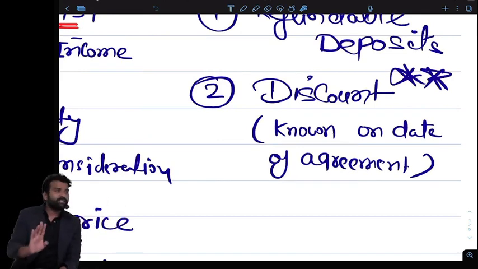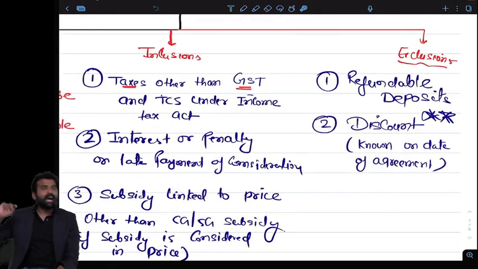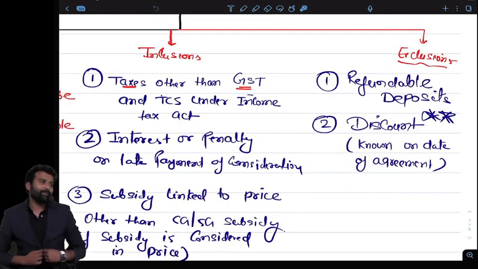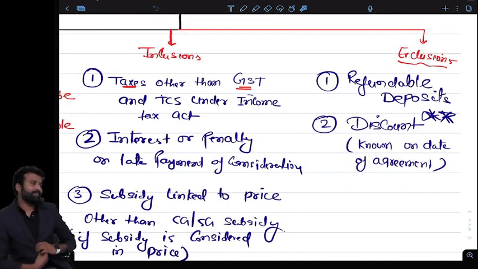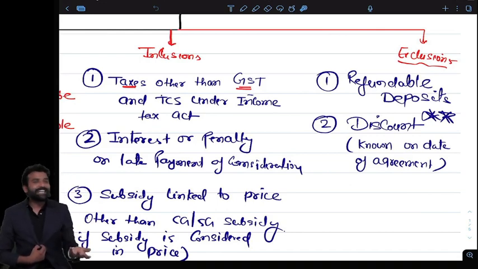It means I have sold the goods for rupees 100, the person is required to pay me 100 rupees, and now he is saying that he will pay only 70 and is asking me for a discount of 30 rupees. I told him that I have not agreed to any discount on the date of sale. He said keep it, otherwise I will not be paying anything. So it's not a discount, it's basically a bad debt.